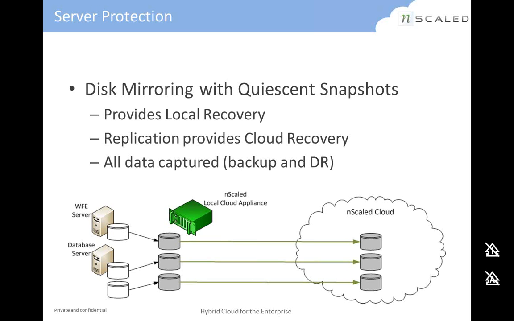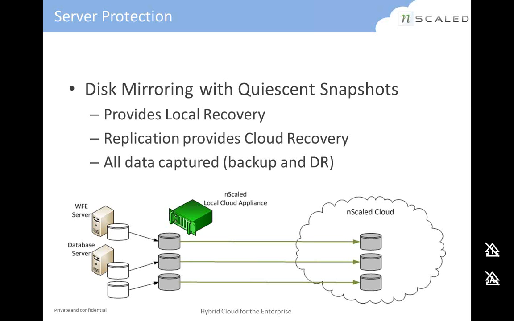So with nScaled, we actually use block-level replication, and we replicate the data to a local appliance first using agents. It's actually called mirroring within your local site. We protect every server, every block locally. The local cloud appliance then replicates that data to the cloud. And in both locations, in your environment and in the cloud, we have full copies of every server. At the block level, they're quiescent and they boot.